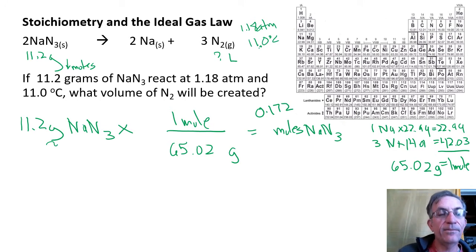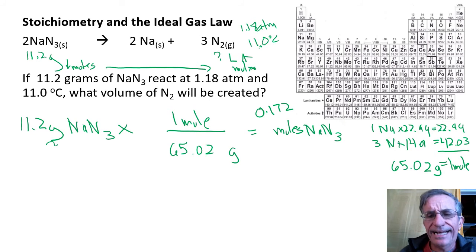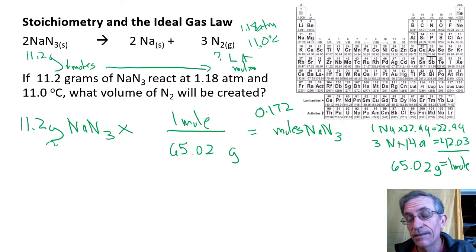Now we know how many moles of this we have. Now we're going to convert it to moles of nitrogen. So when we do this reaction, we're not going to get 0.172 moles of nitrogen. We need to think about the coefficients to see how many moles we're going to get. The coefficients allow you to go from moles of one thing to moles of something else.